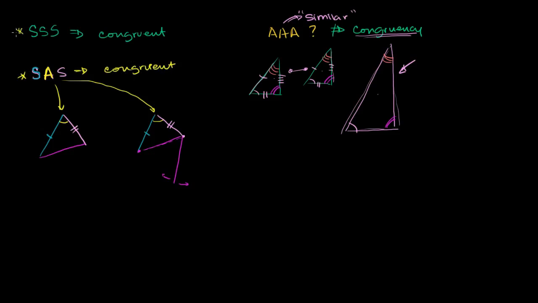We had the SSS postulate. Now we have the SAS postulate. Two sides are equal and the angle in between them for two triangles, corresponding sides and angles. Then we can say that these are definitely congruent triangles.